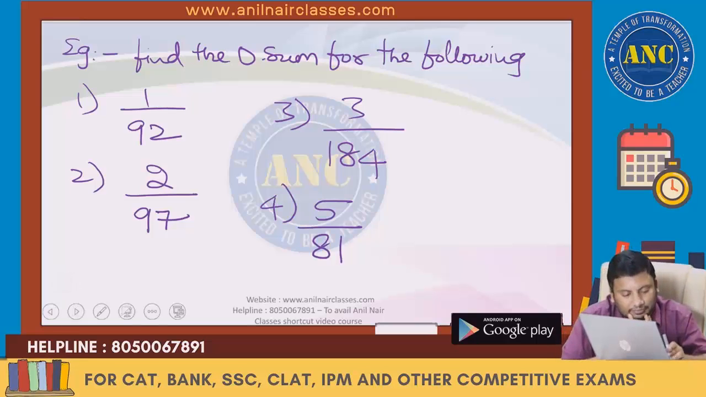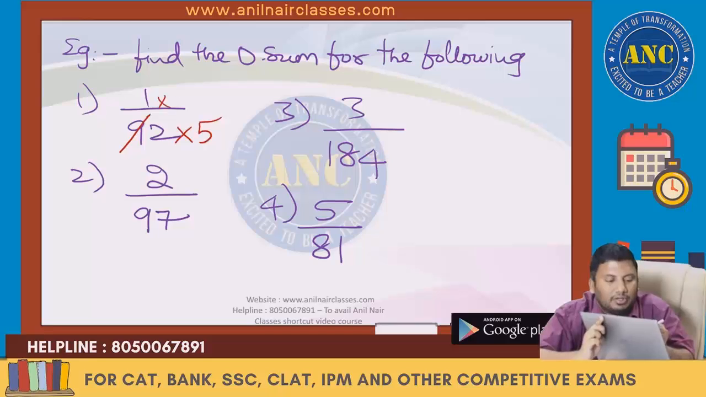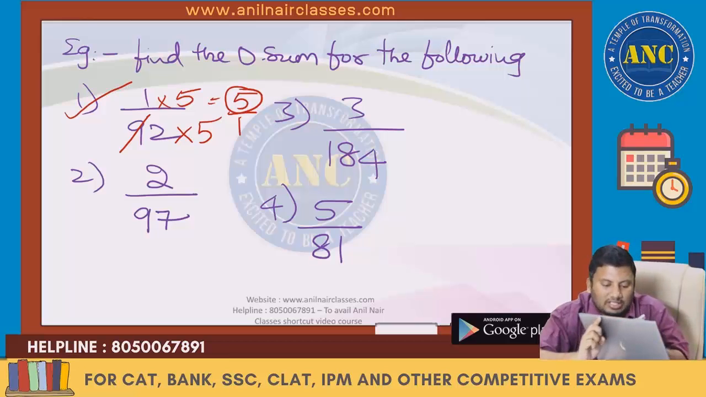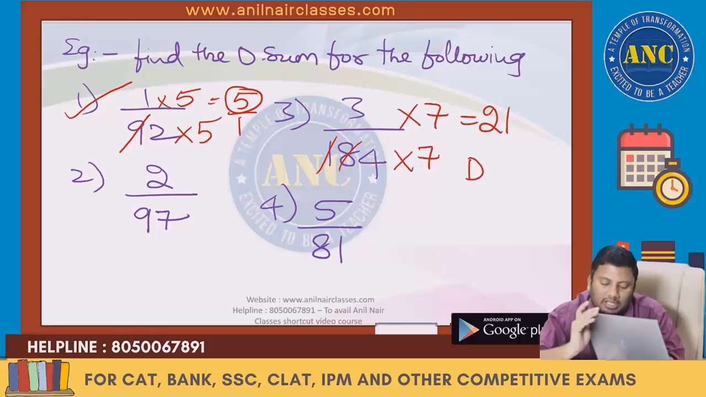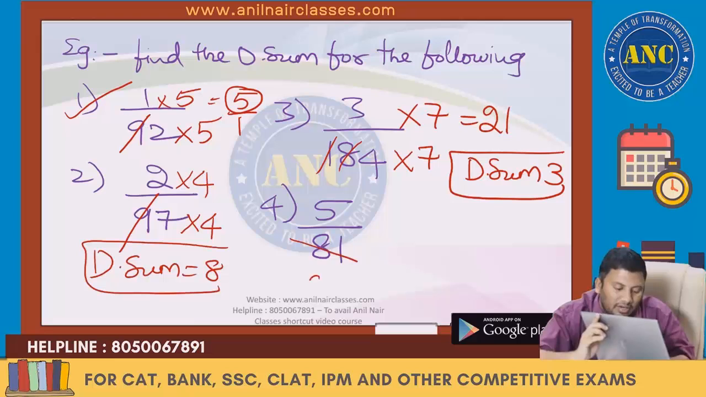Now see here. 1 by 92: the digital sum of 92 is 2, multiplied by 5, so it is 5 by 1. The digital sum is 5 for the first question. Second question: 8 plus 1 is 9, leaving 4. 4 means multiply by 7. 3 sevens are 21, digital sum is 3. 9 omitted. 7 means multiply by 4. The digital sum for the second question is 8. 81 is 9 squared, so the digital sum cannot be determined.